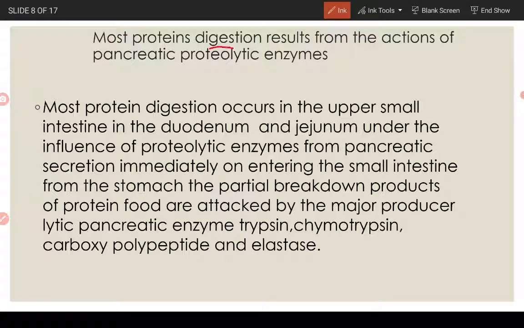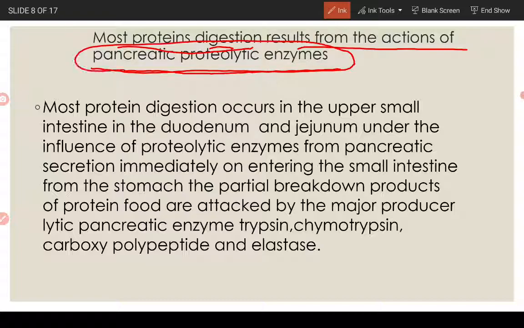So most protein digestion results from the action of pancreatic proteolytic enzymes. We already know that in the stomach only 10 to 20% of protein digestion occurs. The rest occurs by the pancreatic proteolytic enzymes. Most protein digestion occurs in the upper small intestine, the duodenum and the jejunum. The lower part is called the ileum.